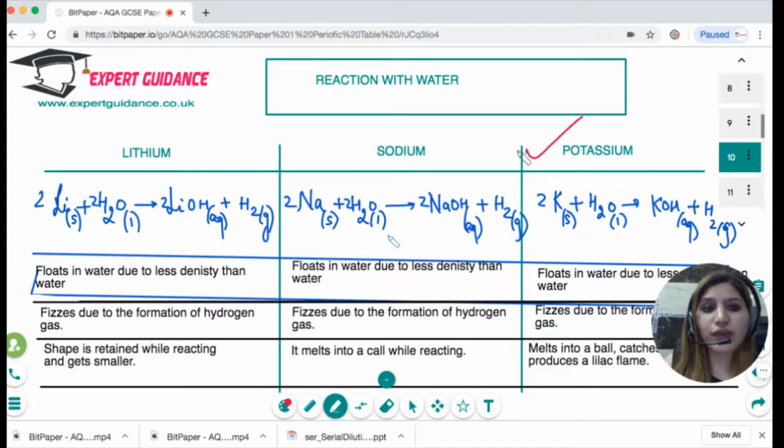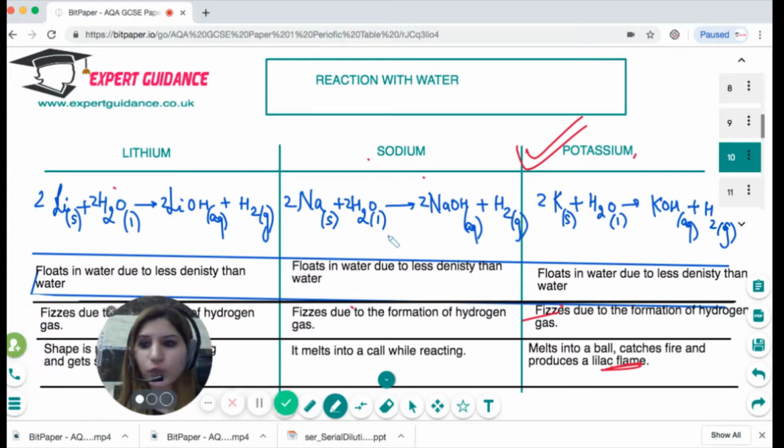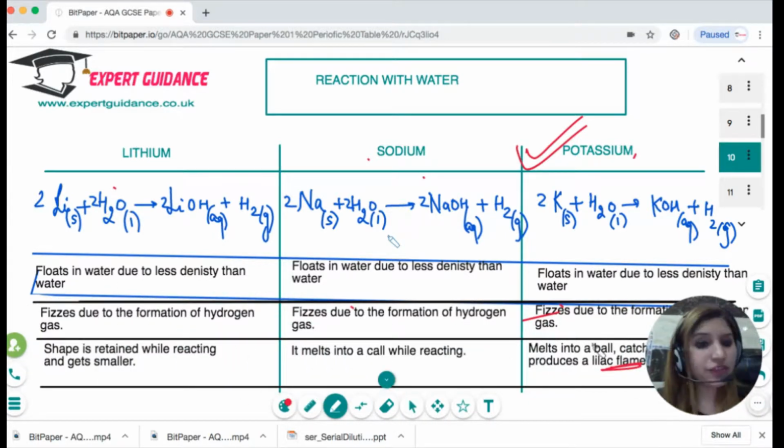So when you have the reaction with potassium, we will see that there's a very violent fizzing, and the potassium will quickly melt into a ball and catches fire and produces a lilac flame. Whereas sodium will react a little bit intermittently, and all of them, lithium, sodium, potassium, as I told you, alkali metals have less density. We'll see all of them will be floating in water. Okay, all of the three will be producing fizzing because the hydrogen is being released.